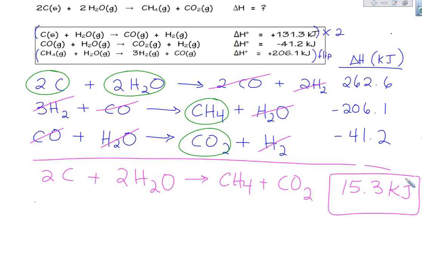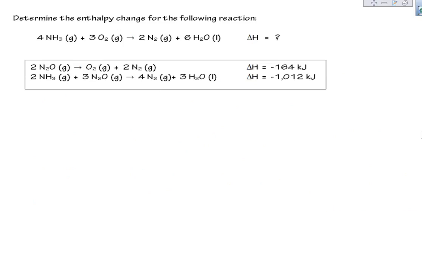Pretty darn cool, huh? There it is, Hess's law. Kind of fun. Let's try one more while we're at it. All right, let's attack this ammonia problem. Ammonia, 3 oxygen, forming some nitrogen and water. Yikes, 6 waters.